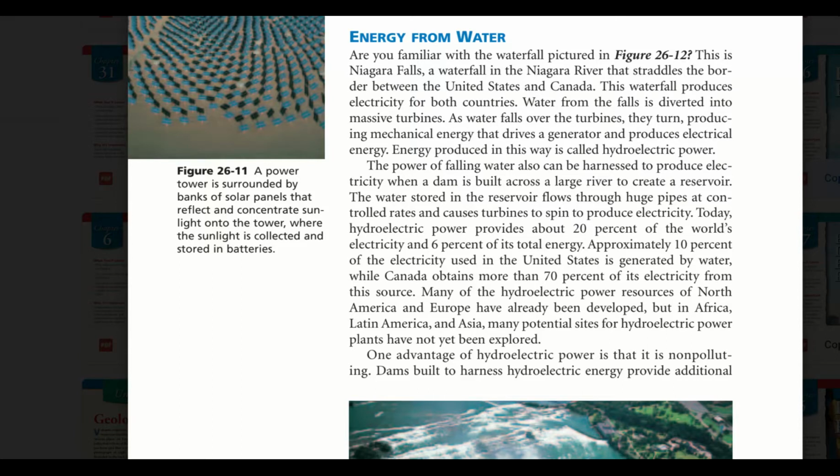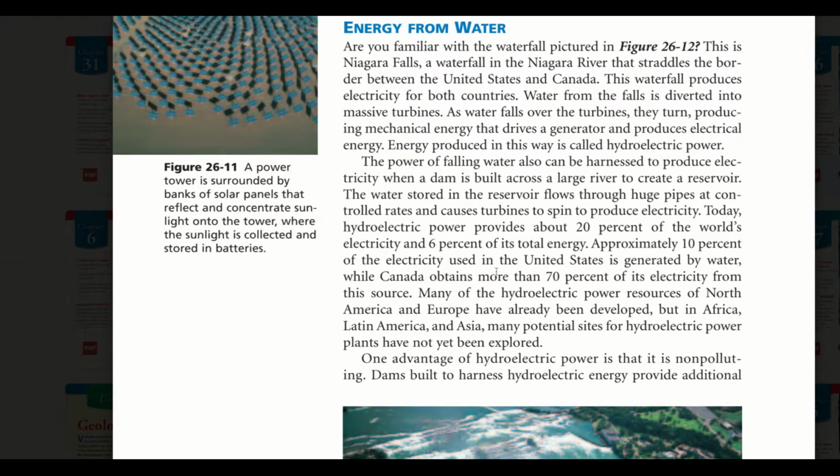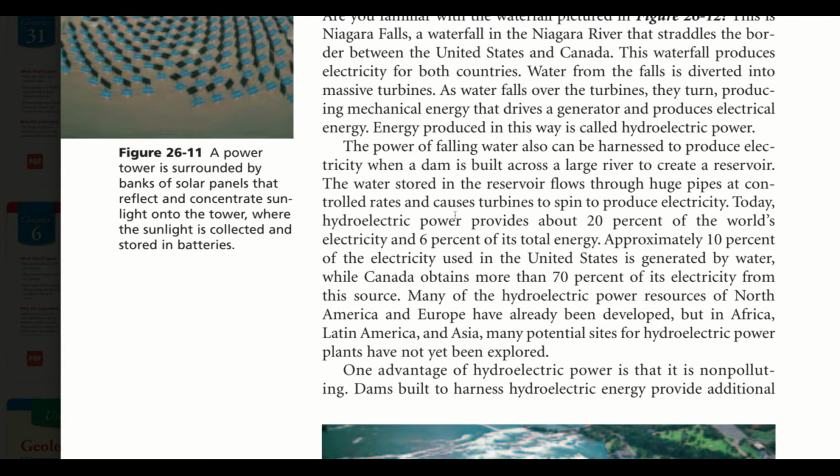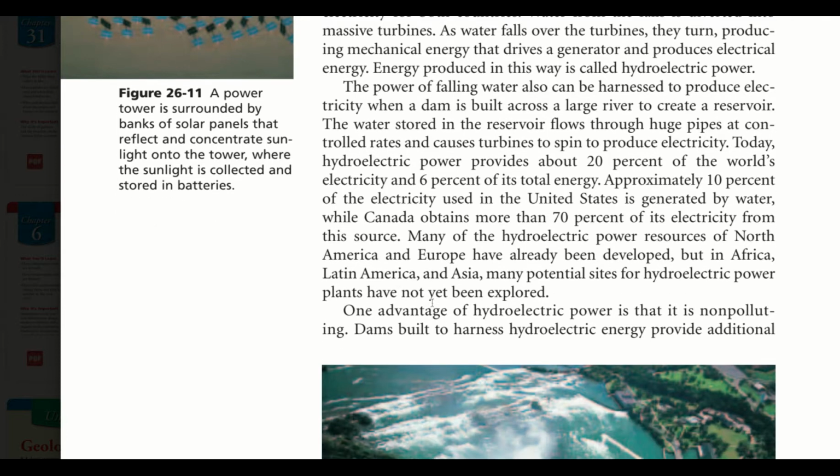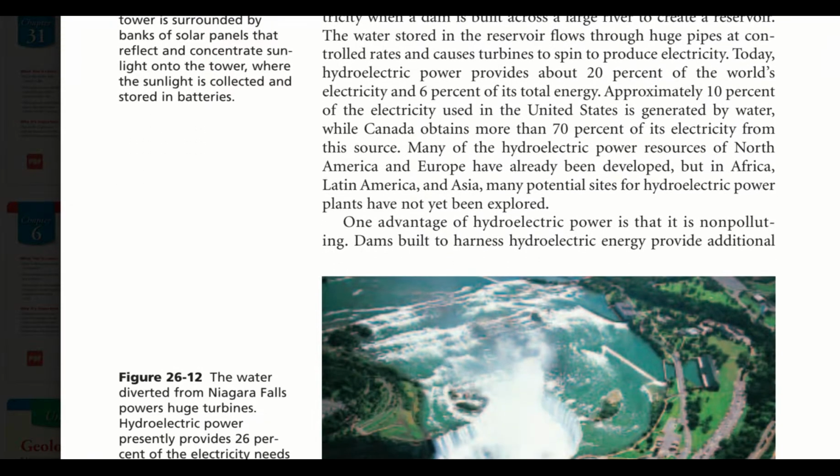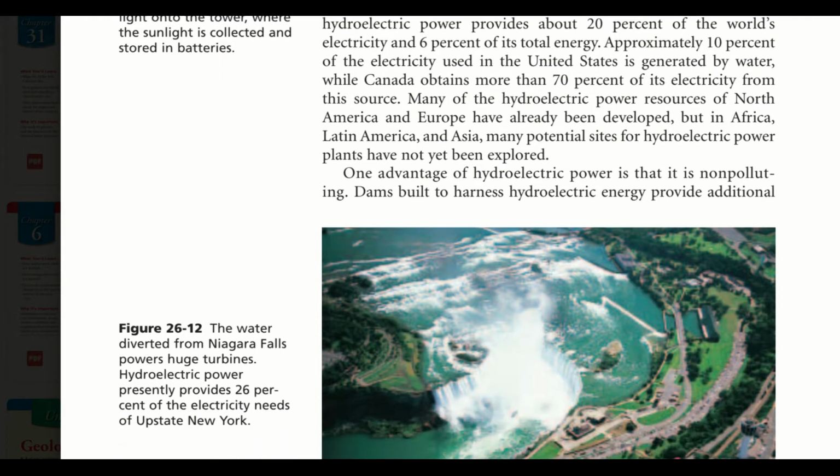The power of falling water can also be harnessed to produce electricity when a dam is built across a large river to create a reservoir. The water stored in the reservoir flows through huge pipes at controlled rates and causes turbines to spin and produce electricity. Today, hydroelectric power provides about 20% of the world's electricity and 6% of its total energy. Approximately 10% of the electricity used in the United States is generated by water, while Canada obtains more than 70% of its electricity from this source.